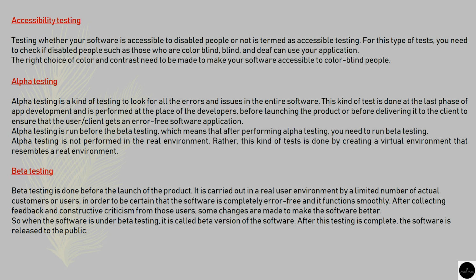Beta testing. Beta testing is done before the launch of the product. It is carried out in a real user environment by a limited number of actual customers or users in order to be certain that the software is completely error free and it functions smoothly. After collecting feedback and constructive criticism from those users, some changes are made to make the software better. So when the software is under beta testing, it is called beta version of the software. After this testing is complete, the software is released to the public.